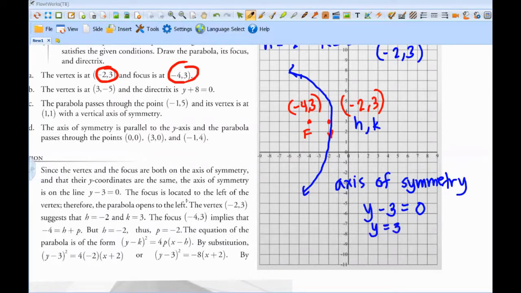Okay. The focus is located on the left of the vertex. Therefore, the parabola opens to the left. The vertex is at negative 3, which suggests that h is negative 2. So the focus is at negative 4, 3.